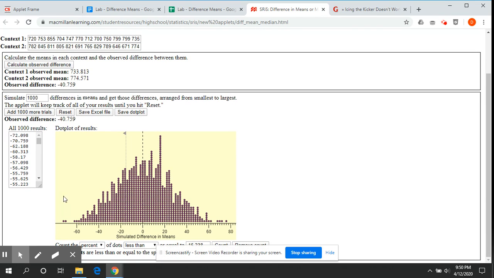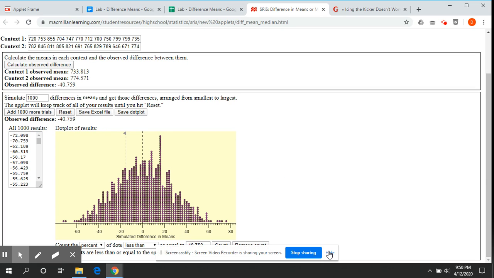I'm going to go down here and count the percent of dots less than, and then what I type in that box is the number that I got there. So negative 40.759. Now, I did less than because I have a negative result here. If my observed difference had been positive, I would have done greater than. But because my observed difference was negative, I'm doing less than.